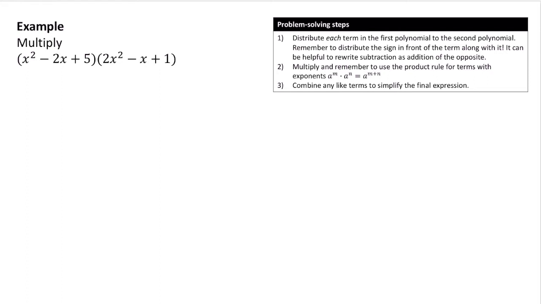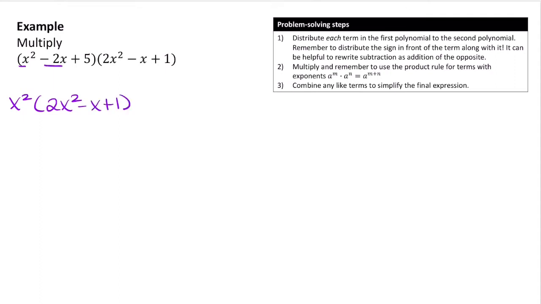So here you can see it's a little bit different because we have 2 trinomials. But, you know, it doesn't matter how many terms we have. We just keep repeating the same process. So here what I'm going to do is I'm going to take each term in the first. So I have x squared. And then I'm going to multiply by the second trinomial. So times 2x squared minus x plus 1.